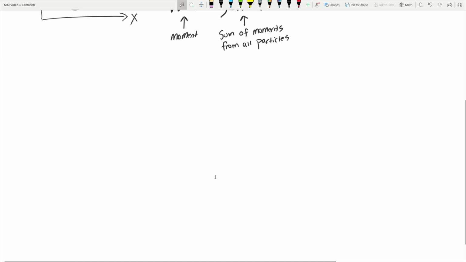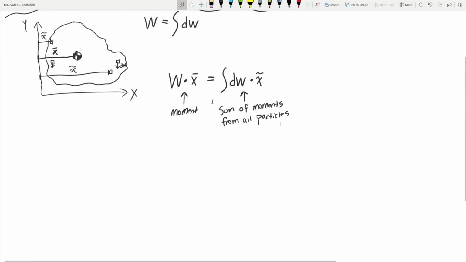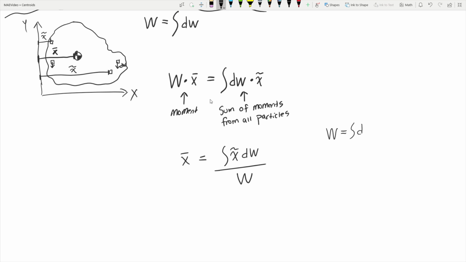Now, since we want to find the centroid, that means we're looking for x bar. In order to get x bar, we simply rearrange this equation in terms of x bar. So let's go ahead and do that. Finally, remember that we said the overall weight of the body, W, can be represented by the integral of dW from before. So in that case, we can rewrite this even further. Okay, so now we have the x bar equation to find one coordinate of the centroid.